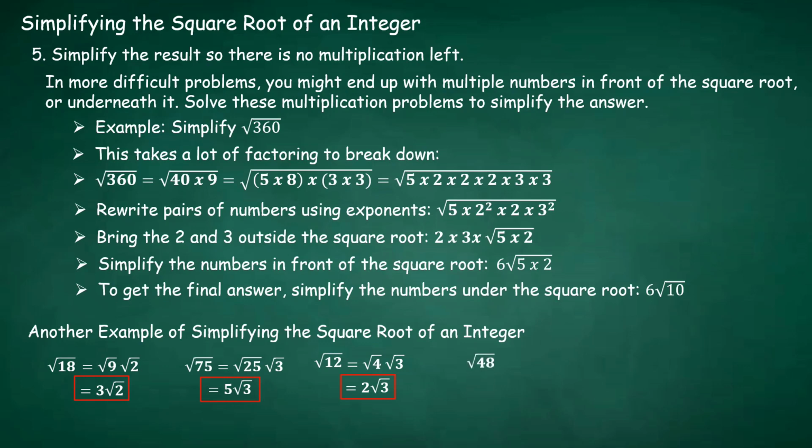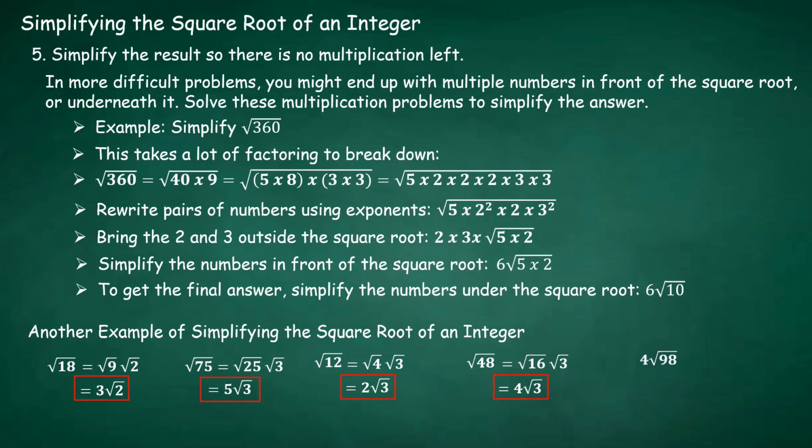What is the square root of 48? First we need to factor. So 16 and 3 can be factors of 48. You can write the square root of 16 and the square root of 3, so that we can take the square root of 16, which is 4, and then rewrite the square root of 3. So therefore the square root of 48 is 4 square root of 3.